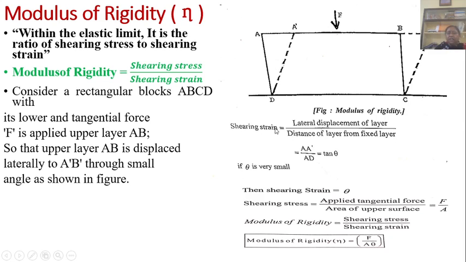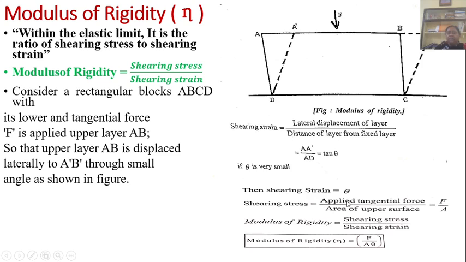So shearing strain equals lateral displacement of layer upon distance of layer from fixed layer. So here lateral displacement of layer is A to A dash, and B to B dash, upon distance of layer from fixed layer, that is AD, see in figure, equal to what? That is tan theta. So if theta is very small, then tan theta becomes theta. So shearing strain equals theta.